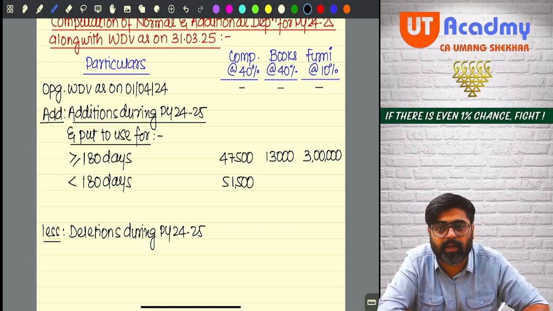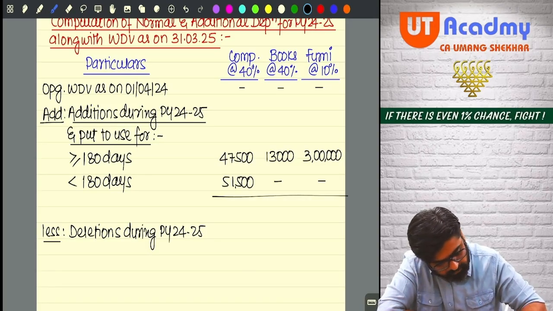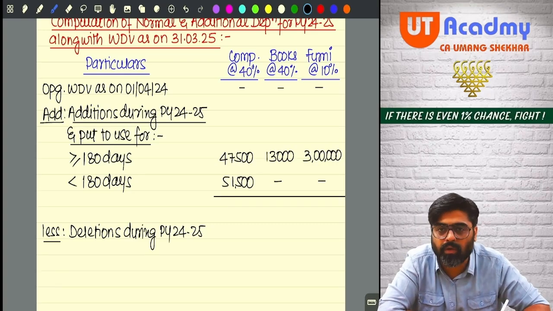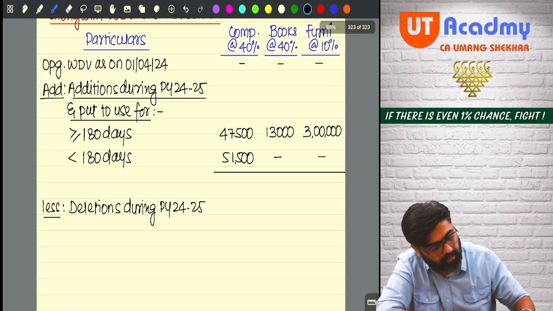Any books for less than 180 days? No. Any furniture for less than 180 days? No. Dash, dash. Getting it or not? What is happening? Sure, no? Perfect. So now you can do the total.